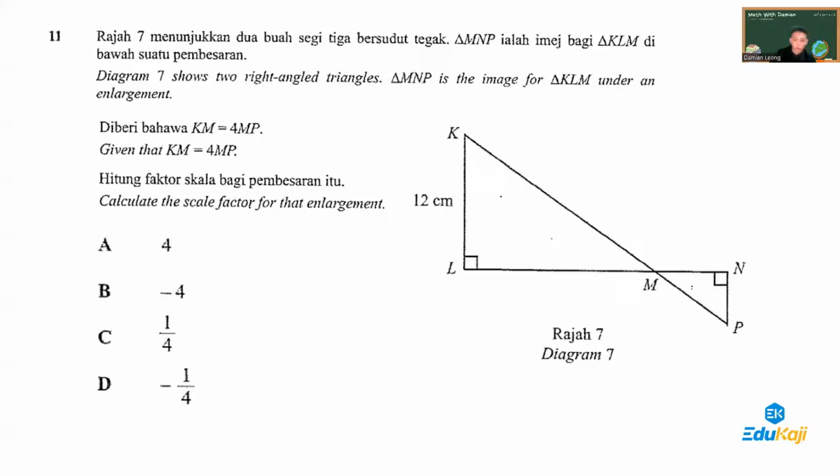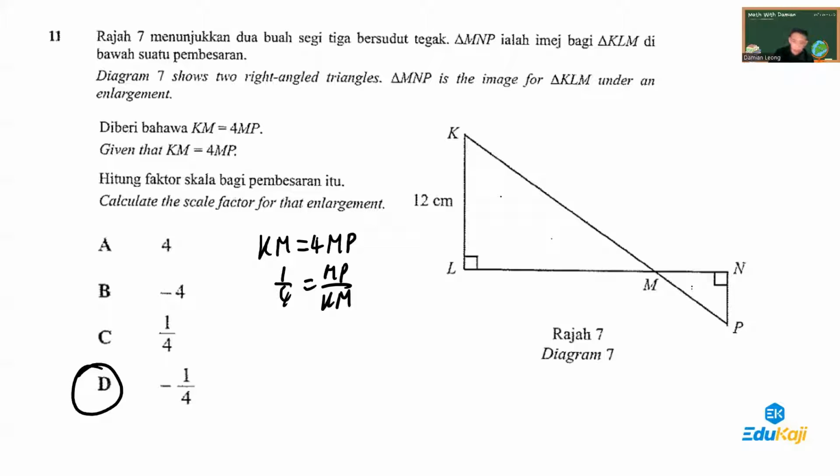Scale factor is always length of image over length of object. Okay. So means bring over the 4, bring over the KM. So it's 1 over 4 equals MP over KM. That is the scale factor, 1 over 4. Okay, so 1 over 4 and negative means answer is D.